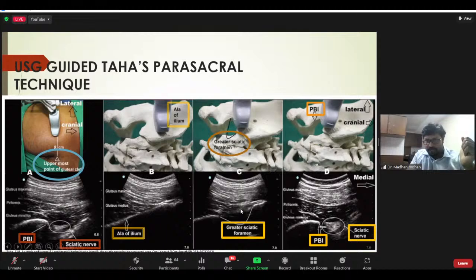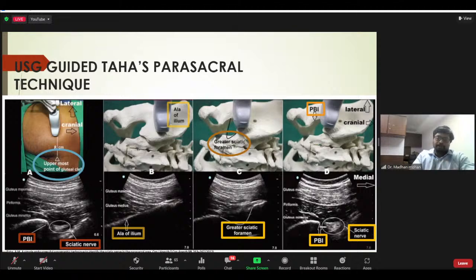The moment you get the greater sciatic foramen, you just give a caudal tilt, because all nerves exhibit anisotropy. Only if your echoes are 90 degrees to the nerve structure will you get a proper image. For getting that, you need to give a caudal tilt, because see here, there are no nerve structures lying here. The moment you give a tilt, you are getting the neural elements here. So start from the posterior superior iliac spine, you get the straight line, move distally till you get a break in the continuity, which will be the greater sciatic foramen. Give a caudal tilt, identify the plexus lying. So you just come either here or here and deposit the drug.